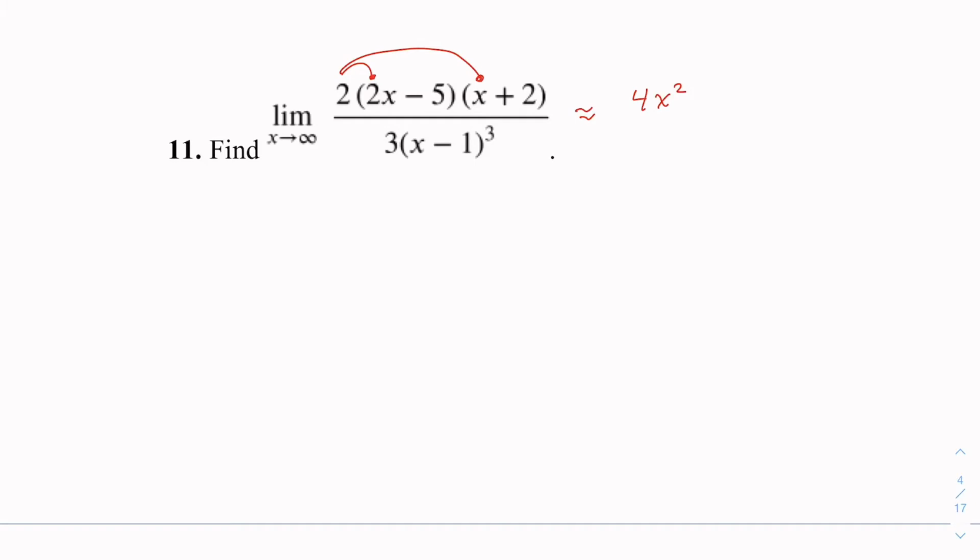Now on the bottom, if I were to cube this, I would get x times x times x, which is x cubed, plus some other stuff, right? But there's also a 3 in front. So in the denominator, my leading term would be 3x cubed.